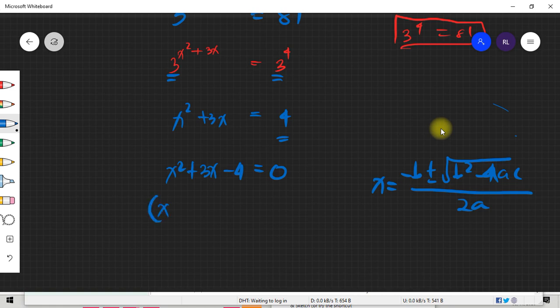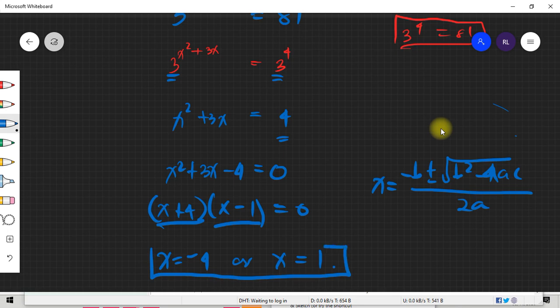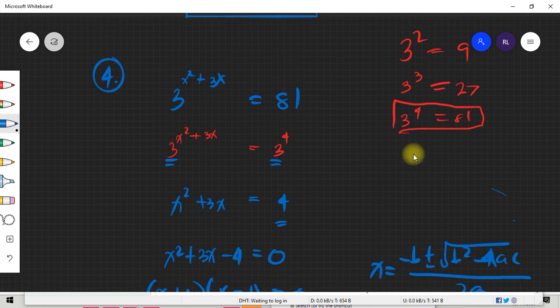This is x plus 4 and x minus 1 equals 0. Solving this one, you'll have x equals negative 4. Solving this one, you have x equals positive 1. These are the possible values of x. If the resulting equation is quadratic, we're expecting two possible values of x. Okay, so that's it.